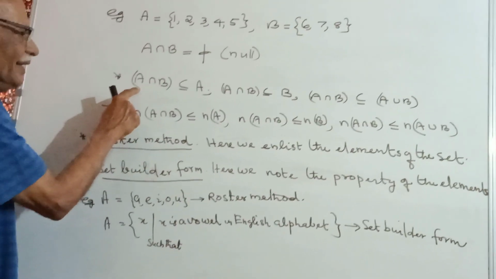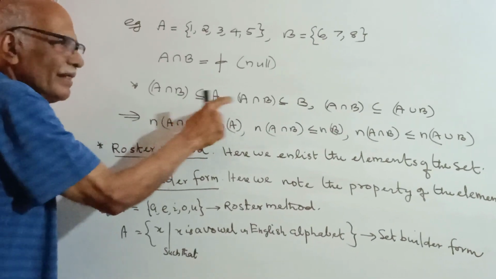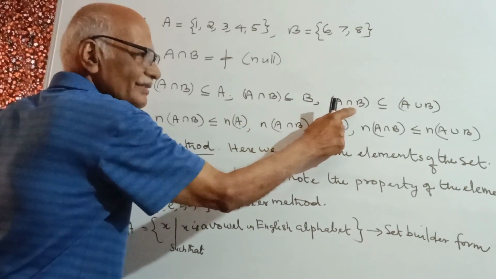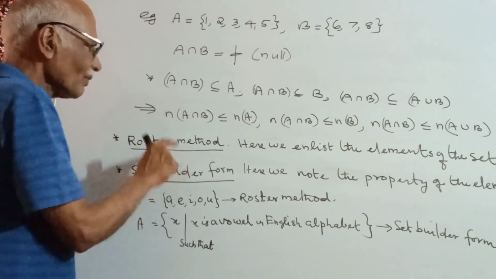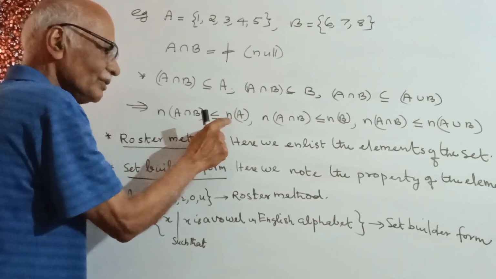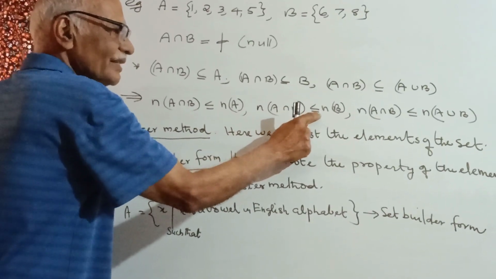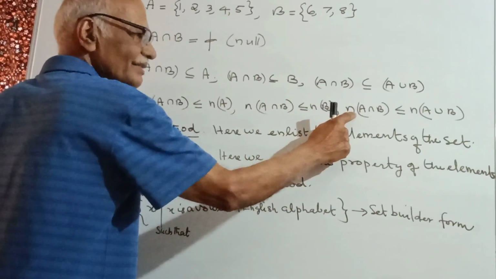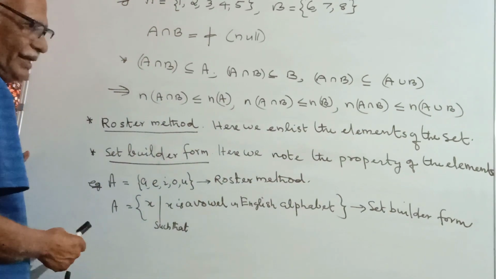Now this is an idea. A intersection B is contained in A. A intersection B is contained in B. A intersection B is contained in A union B. Therefore, number in A intersection B is always less than or equal to number in A. Number in A intersection B is always less than or equal to number in B. And number of A intersection B is always less than or equal to number of A union B.